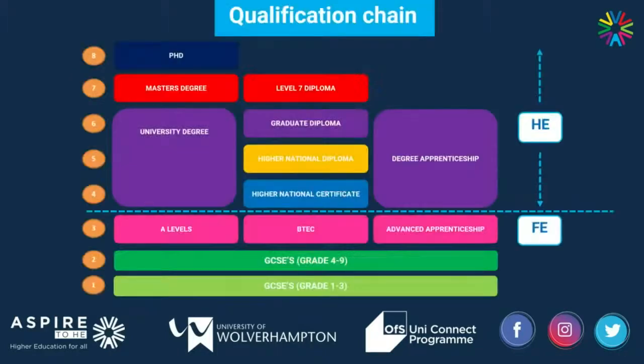So just to put it into context, this is a qualification chain, so you can see the different levels of study that you can take in the future. A lot of young people will start off at level 1 and level 2, so this is studying at GCSE level. Students will then move on to level 3 study, which is classed as further education. This means students will study either A-levels, BTECs or an advanced apprenticeship. For those students that finish studying at level 3 and want to move on to level 4, this is classed as higher education.